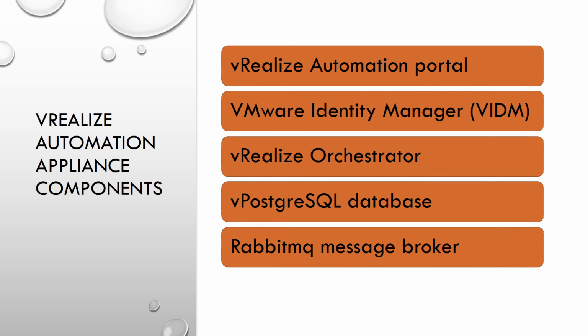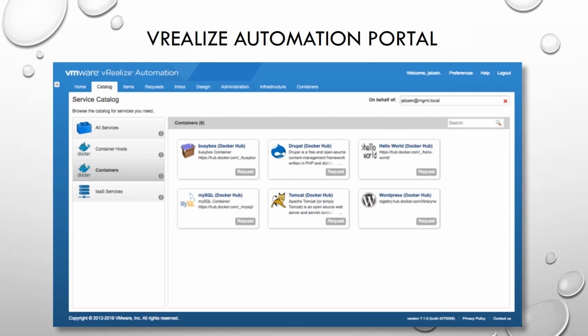So let's get started with the vRealize Automation appliance and the components or services that reside inside it. The appliance is made up of 5 components: the vRealize Automation portal, the VMware Identity Manager, vRealize Orchestrator, vPostgres SQL database, and RabbitMQ message broker. Now, without wasting any more time, let's get to know each and every component of vRealize Automation. The first one is the vRealize Automation portal.